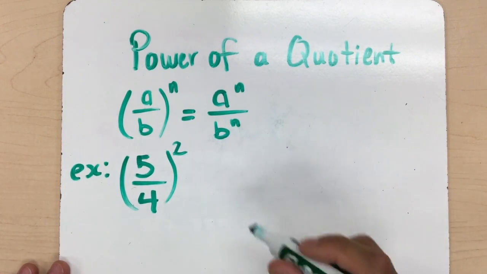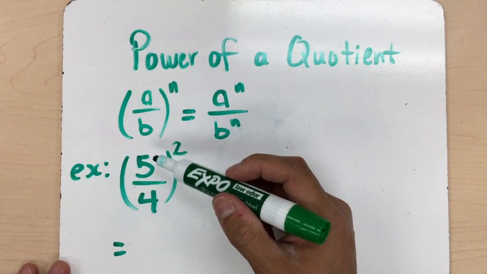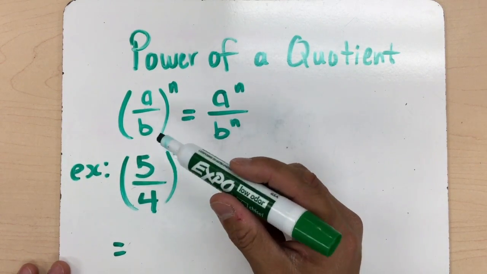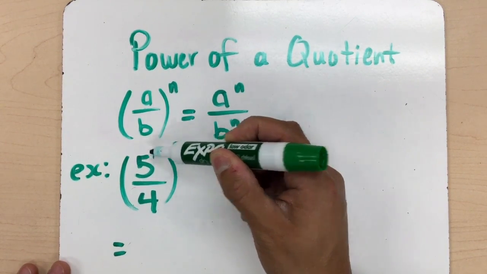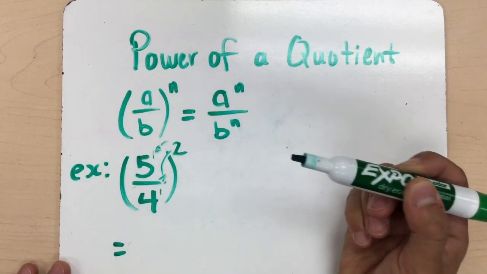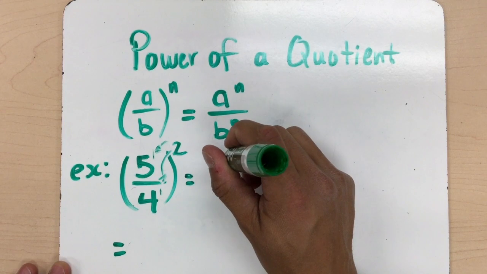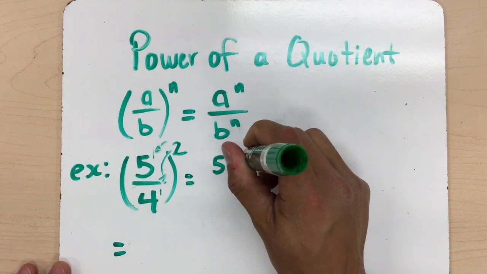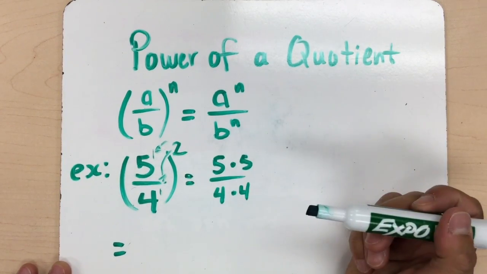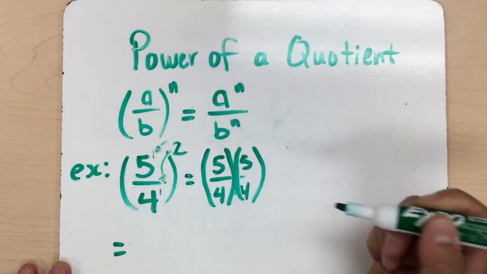squared. In order to solve this, remember that just like in the last example where I had 2 times x squared, both of those were raised to the power of 1. It's the same with these values here. They have an exponent of 1, meaning I have something to distribute this 2 into. If I were to show this one with repeated multiplication, it could look something like this: 5 times 5 over 4 times 4. Or, if you want to use those brackets, 5 over 4 times 5 over 4.